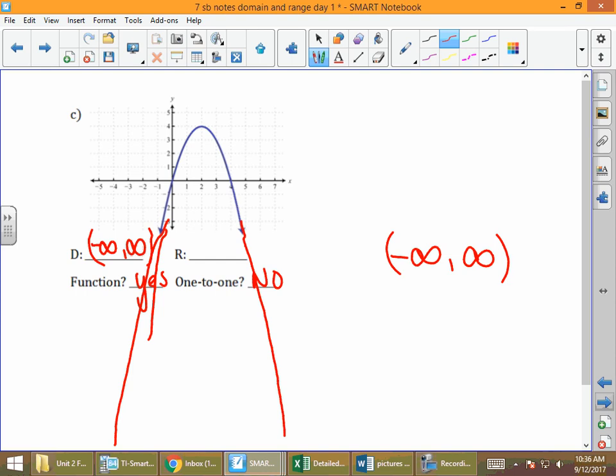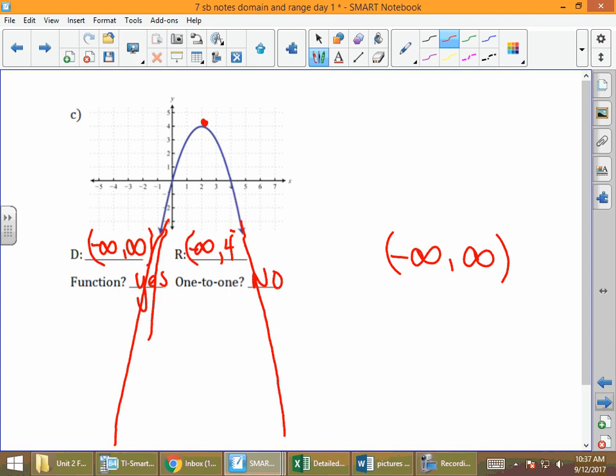Our range is not. Once again, think of the range as, do we have a high point or do we have a low point on the graph? And what we have is we have a high point on this graph. And our high point, even though I missed it a little bit on here, is 4. And it's going to go from negative infinity to 4.